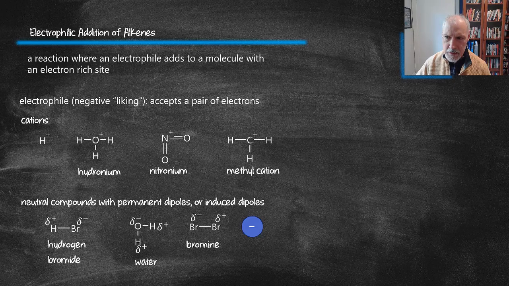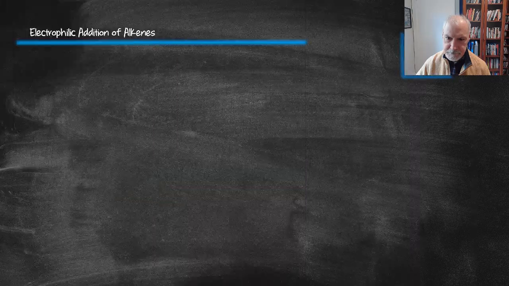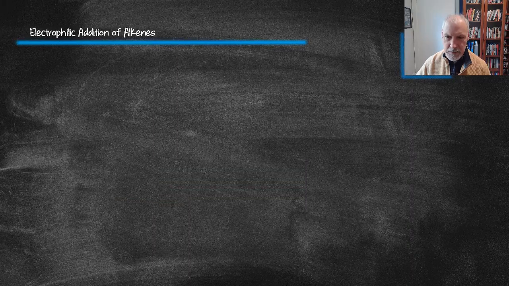And it adds to a molecule with an electron-rich site. Well, if we consider the following molecule shown here, we have a particularly rich electron environment where we have the double bond. So we're looking at electrophiles moving to this region. We need to be able to understand the mechanism by which it happens.